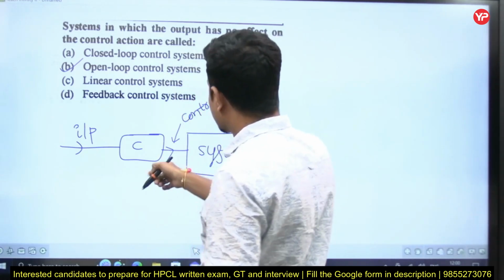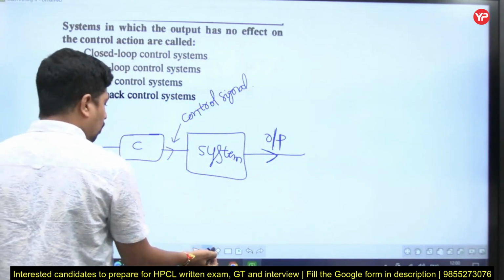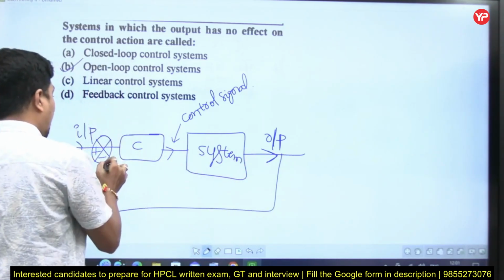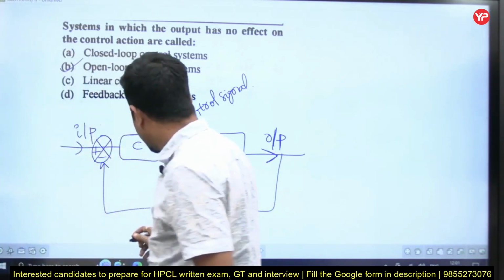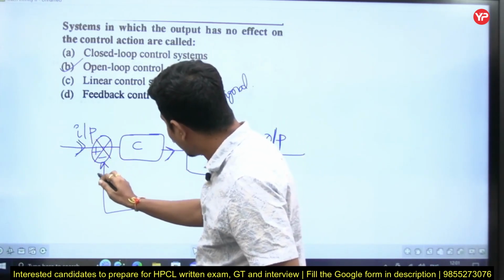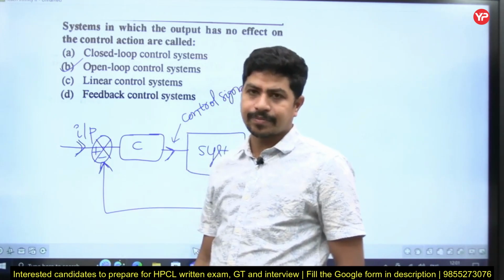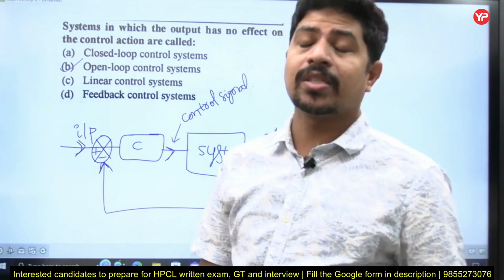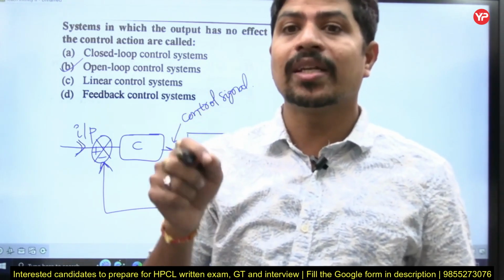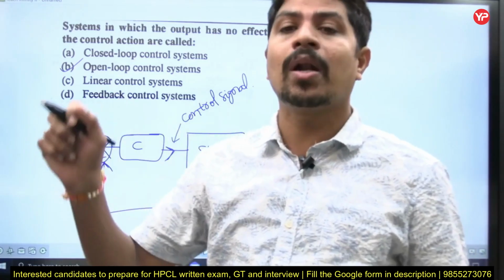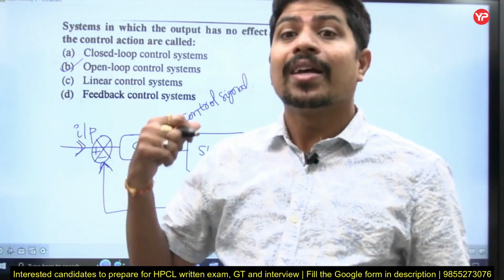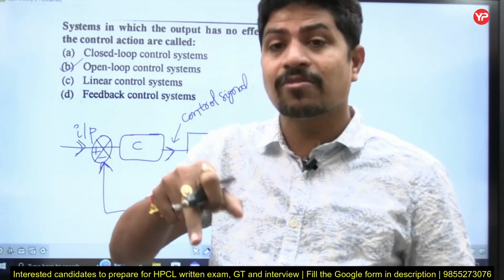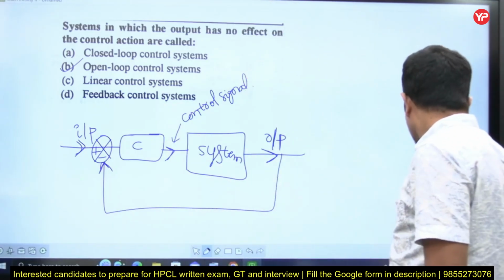This is open loop. But if I make it closed loop this way, with plus and minus, feeding the output back, now the control signal which is generated is going to depend on both input as well as output. That is the difference between open loop and closed loop. In an open loop control system, the control signal generated does not depend on the actual output. But in a closed loop control system, the control signal depends on both input as well as output. Let's go to the next question now.